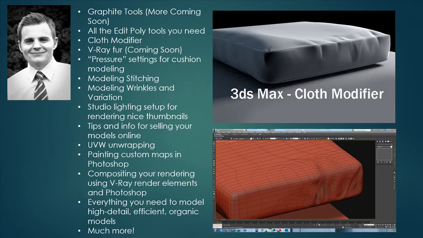This course will teach you all the Edit Poly tools you need for making nice furniture models. We'll go over the cloth modifier, as you can see on the right, for adding variation and wrinkles. We'll briefly cover V-Ray Fur, and that's in an upcoming lecture. I'll show you how to use the pressure setting to make cushions and model organic pieces of furniture with nice wrinkles that look very realistic.